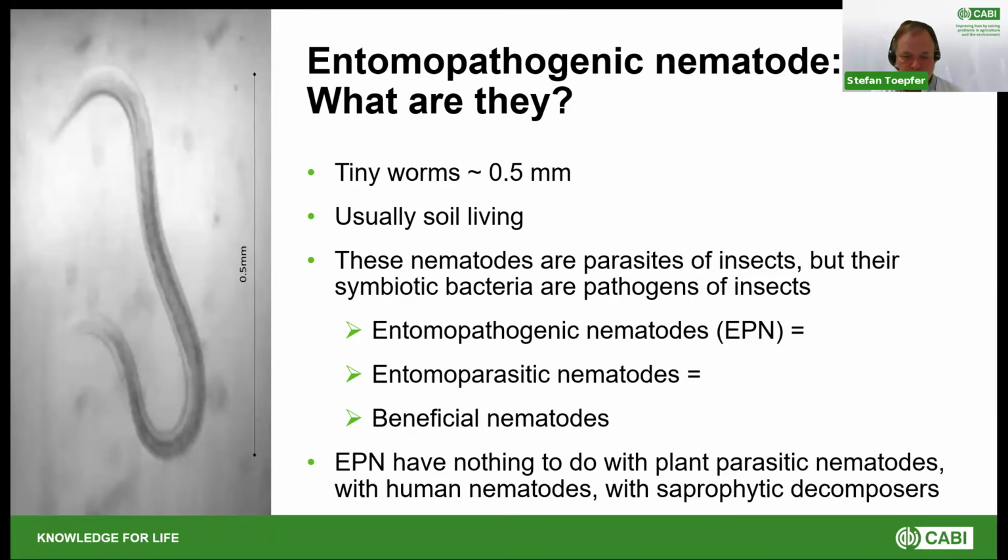Just to note that these EPNs, these entomopathogenic nematodes, have nothing to do with plant parasitic nematodes. Many of you are probably very much familiar with the nematode pests to crops. There are also human nematodes. There are lots of saprophytic nematodes which actually help to decompose organic material in the soil. But they're all very different to entomopathogenic nematodes. Nematodes themselves are a huge group of organisms, and they have different orders, different families, and these entomopathogens are very specific and have nothing to do with the other nematodes.